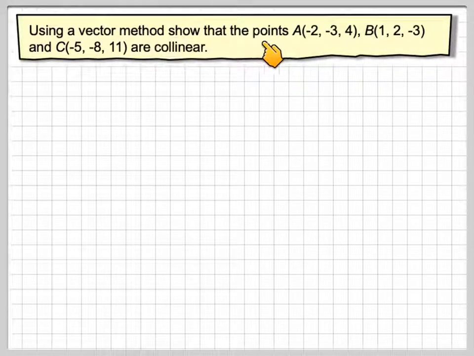Using a vector method, show the points A(-2, -3, 4), B(1, 2, -3), and C(-5, -8, 11) are collinear. So what we are trying to show here is that the points A, B, and C lie on a straight line, but not on a plane, but in space, because we have three-dimensional coordinates.